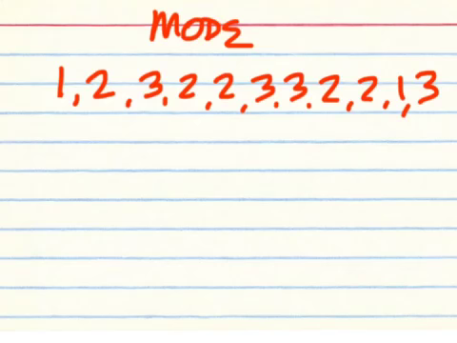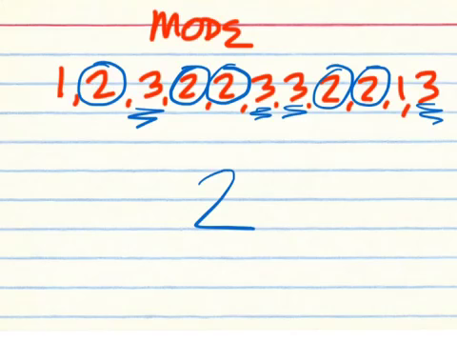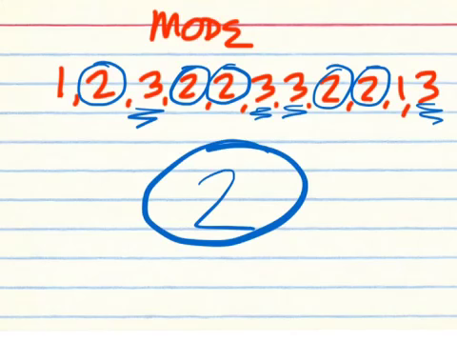In this case, we have 1, 2, 3, 4, 5 2s in this list. We have 1, 2, 3, 4 3s, and then the 1s, we only have 2 of those. So clearly the 2 is going to be the one that shows up the most number of times. The mode is 2.